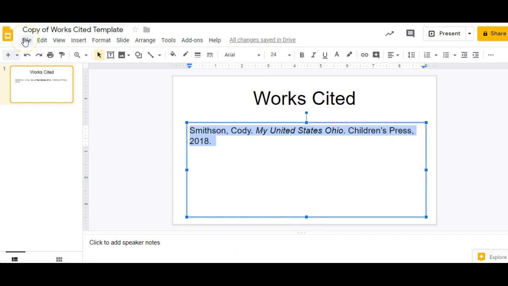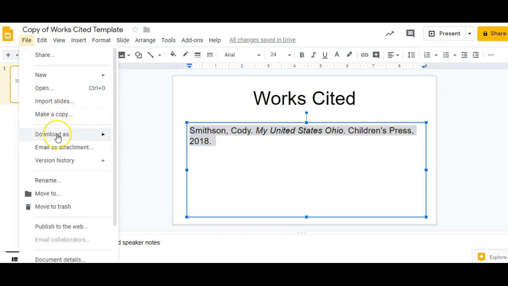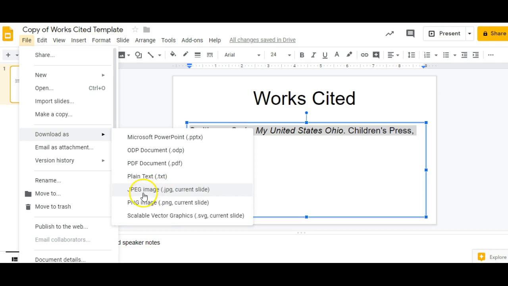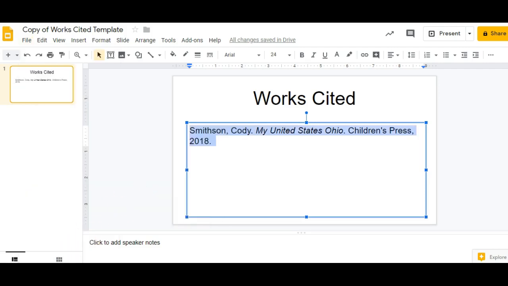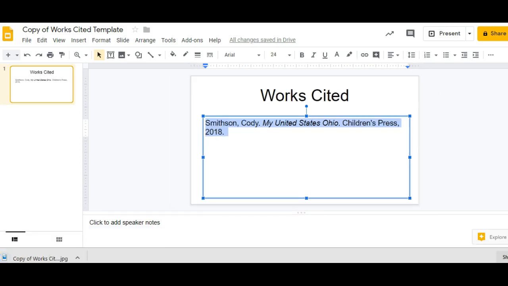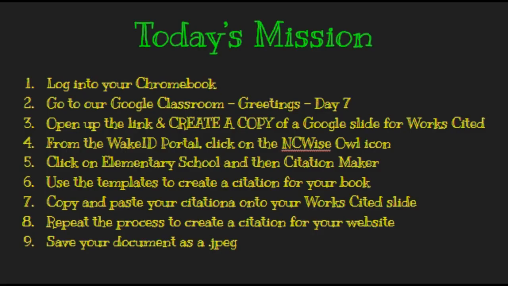Now we have to save it as an image file, because remember, we're going to be putting this into our iMovie. This is going to be the last slide on the iMovie trailer. So we're going to go to File, Download as, JPEG image. That's the format that iMovie accepts, JPEG image, and click that. On the Chromebook, it automatically saves into your Google Drive, which is awesome. So that's it. I know that's a lot of steps. There are 9 steps, but if you follow them carefully, you'll have your Works Cited page saved as an image.